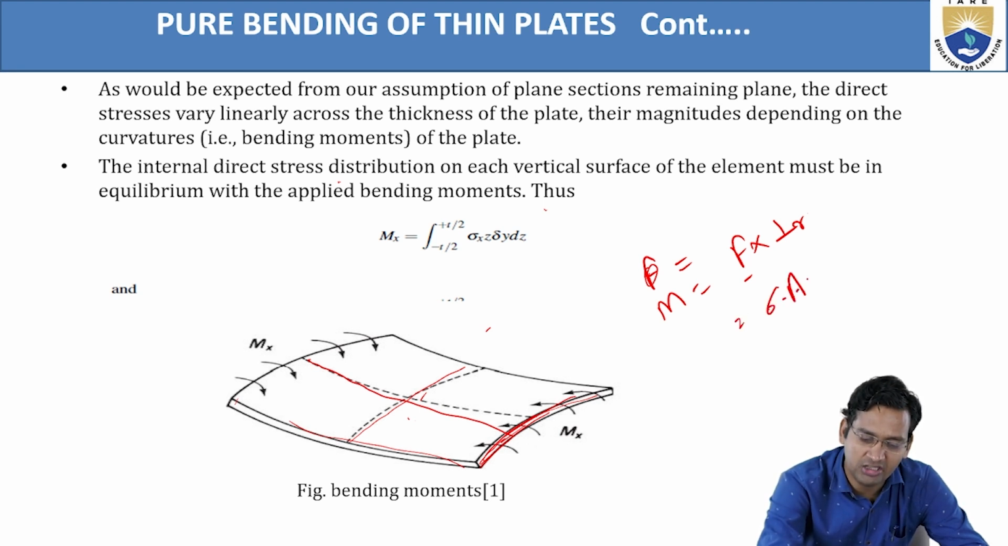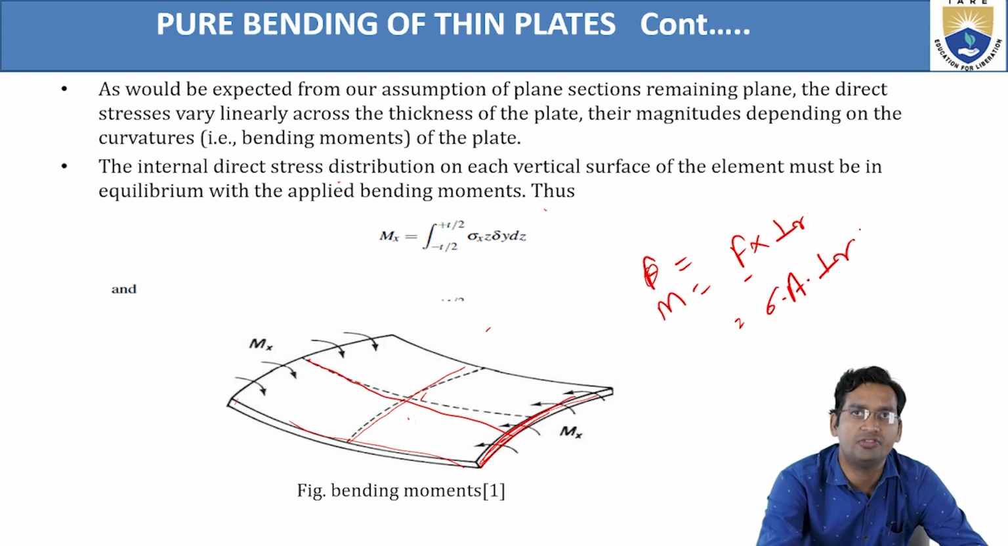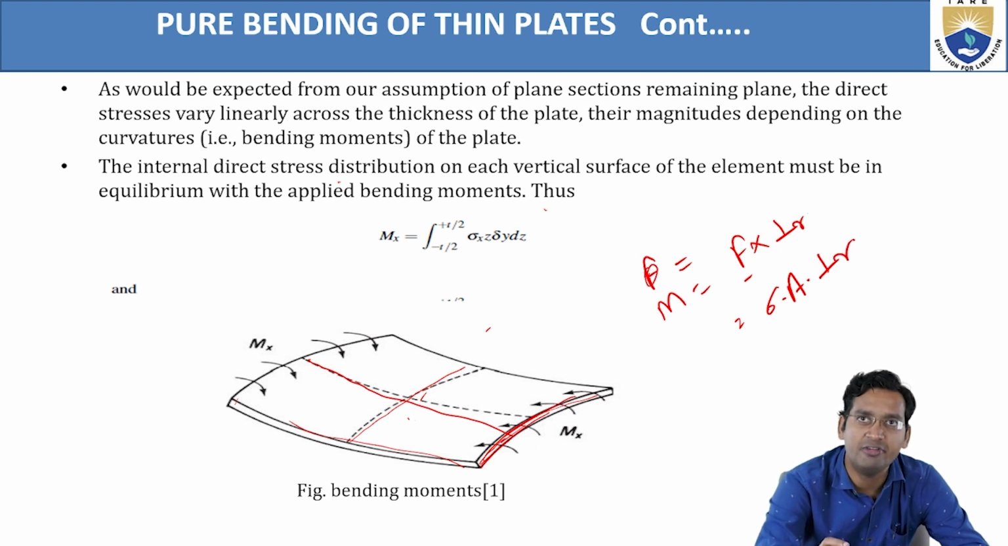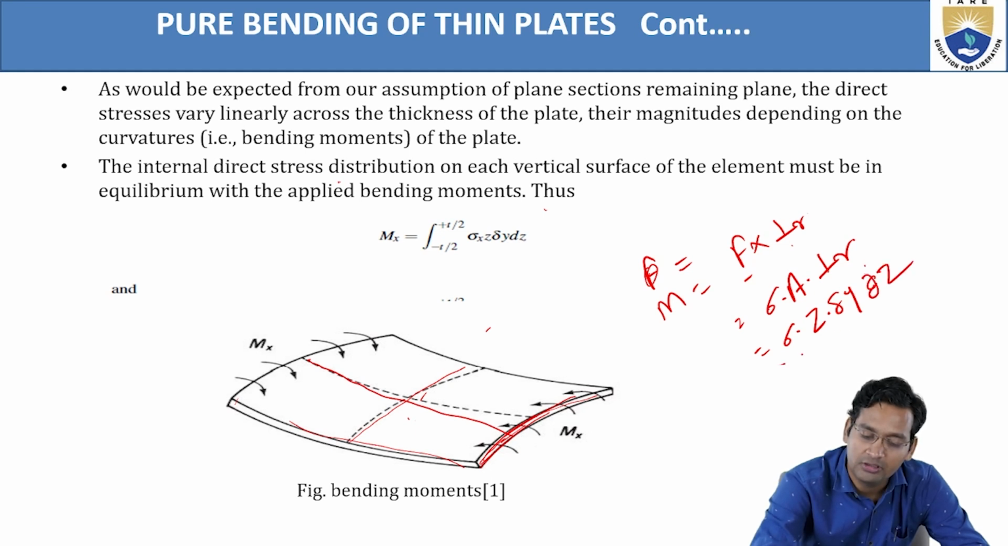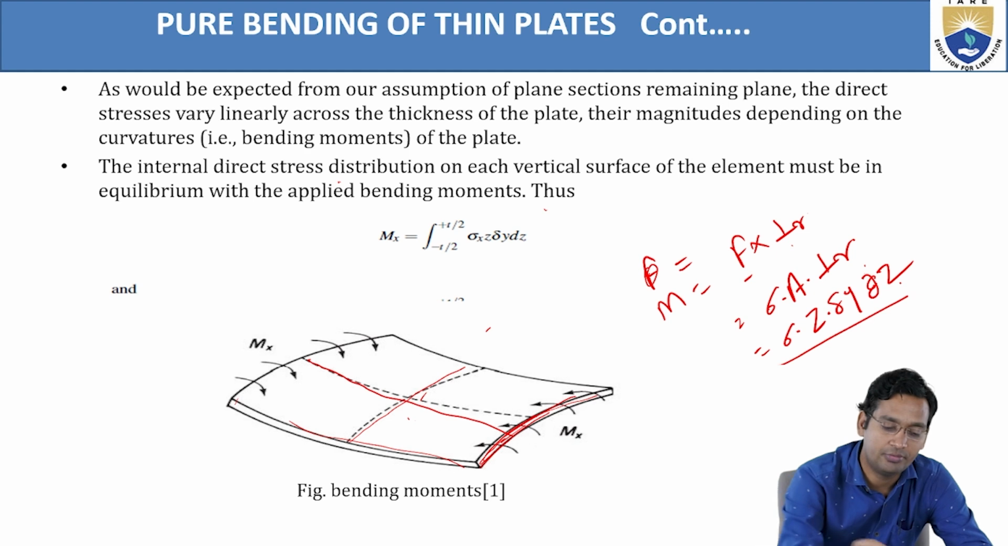So stress into area into perpendicular distance. We have assumed the thickness as z, right? So the area will be sigma into area, and the area will be what? z into del y. The perpendicular distance will be what? That del z. So this is the moment right here: sigma x into z del y del z. So this is the moment.